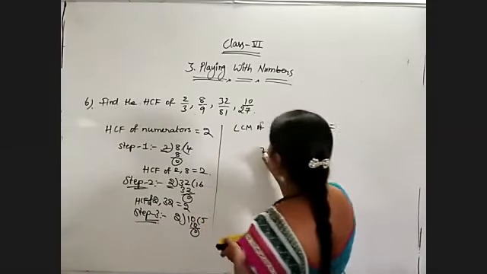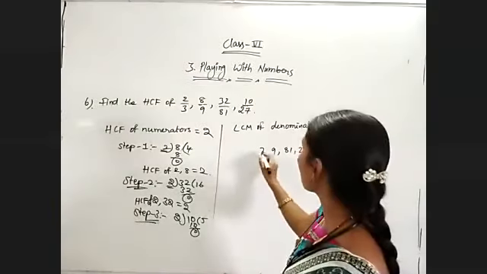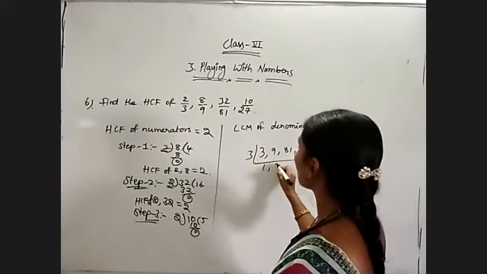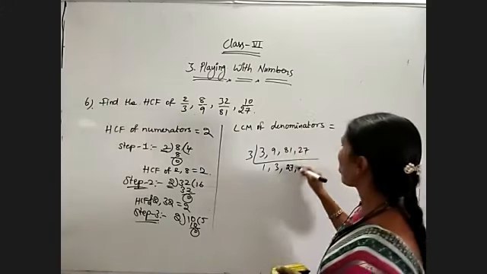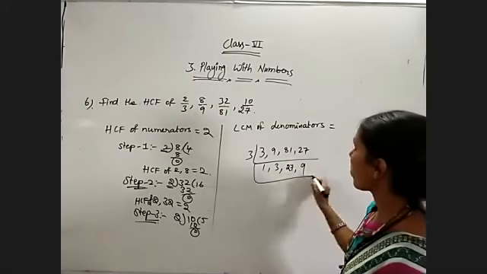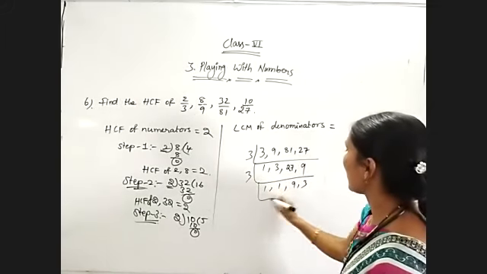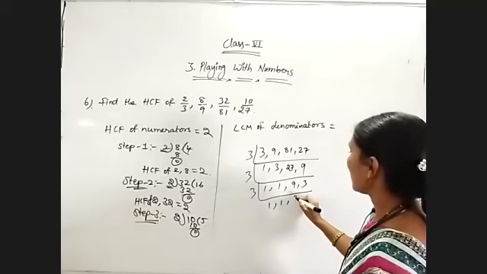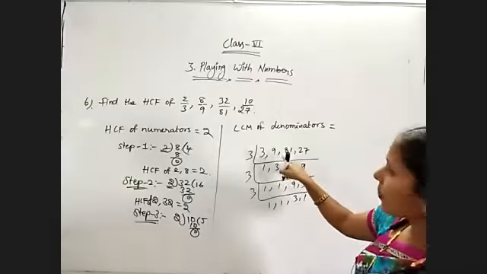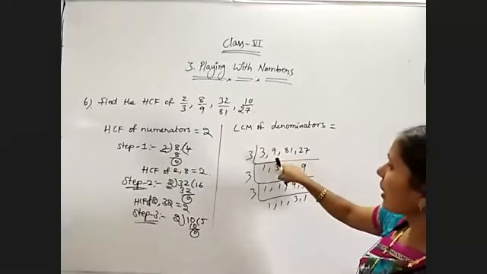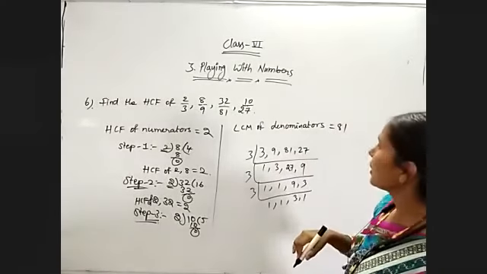Here also at a time I am using the division method with 3, 9, 81, 27. In both cases I am using the division method only. Now in the 3 table, 3 9s are 27, 3 3s are 9. So 3 3s are 9, 9 3s are 27, 27 3s are 81. 81 is a multiple of 3, 9 and 27 also. That's why 81 is the LCM of the denominators.